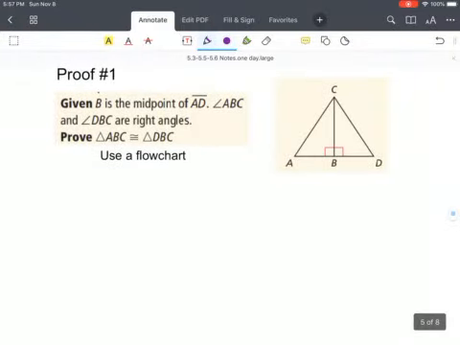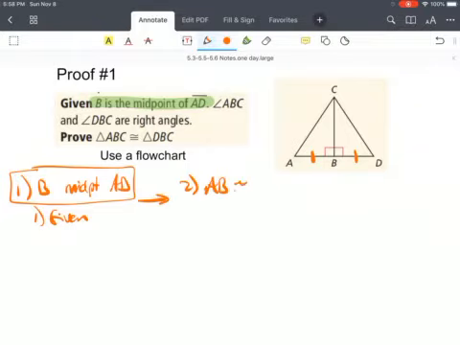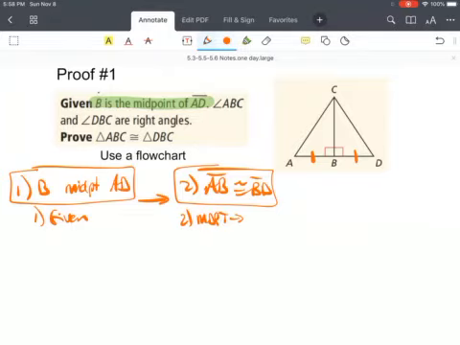So using a flow chart, remember to pause this video whenever needed to copy this stuff down. So first off, if I was going to take the fact that B is the midpoint, B is the midpoint of AD, tells me that AB is congruent to BD. And the reason is midpoint tells me two congruent segments.